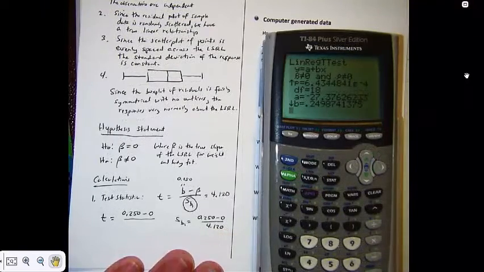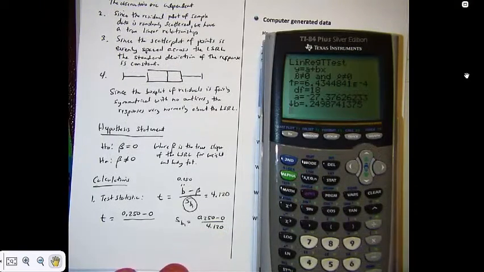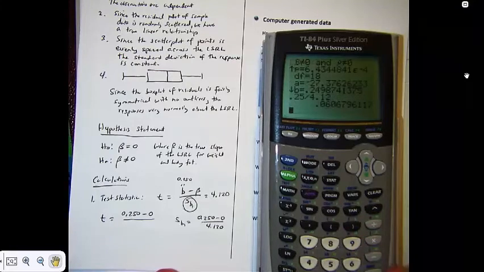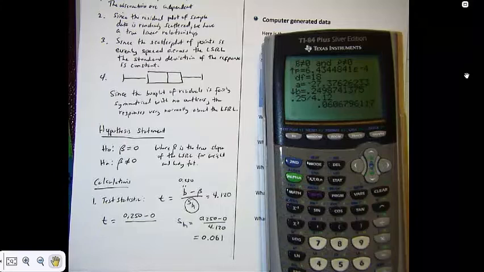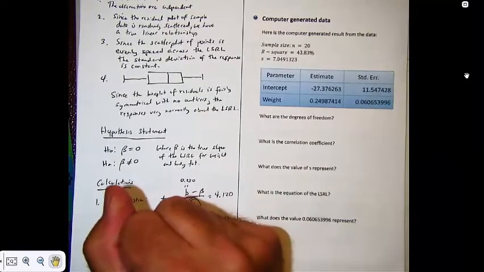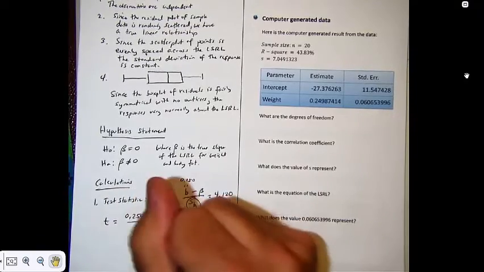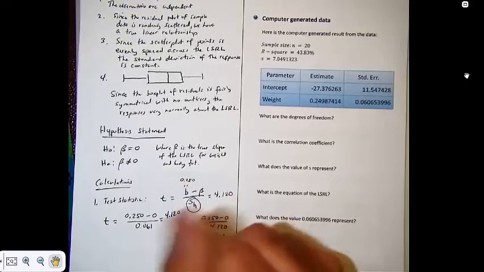If I'm able to take the test statistic value that I got from my calculator here and use it to work backwards into the standard deviation, I get 0.25 divided by 4.12, and so I get a pretty good estimate of s sub b sub 1, which is 0.061 to 3 places. So I can now go ahead and piece this back in here, and so my t-test statistic value turns out to be 4.210.